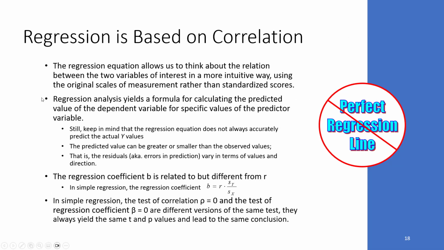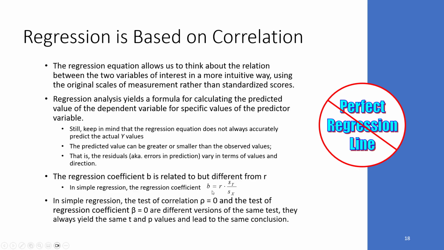Actually, the test for the regression coefficient in simple regression, beta equals 0, is just another version of the correlation test, rho equals 0. The two tests yield identical outcomes. This is because the regression coefficient B is related to R.